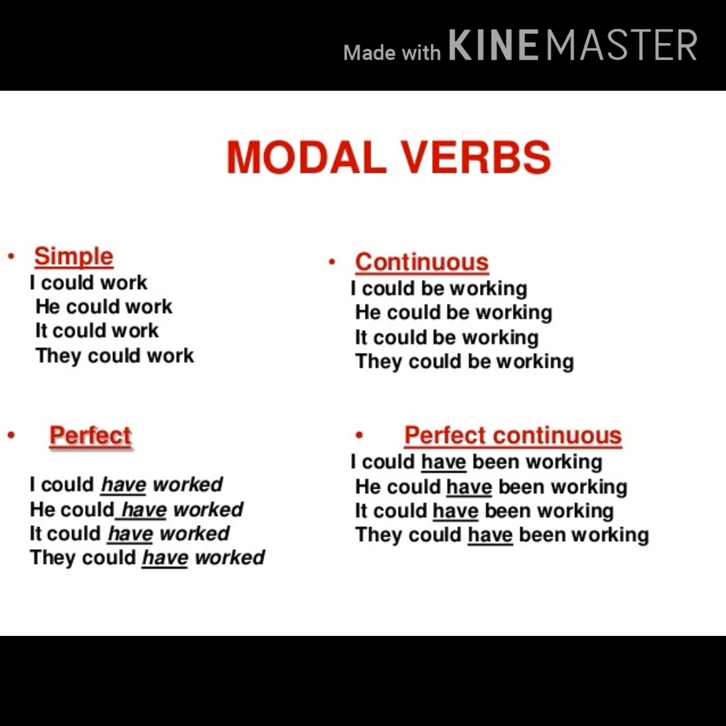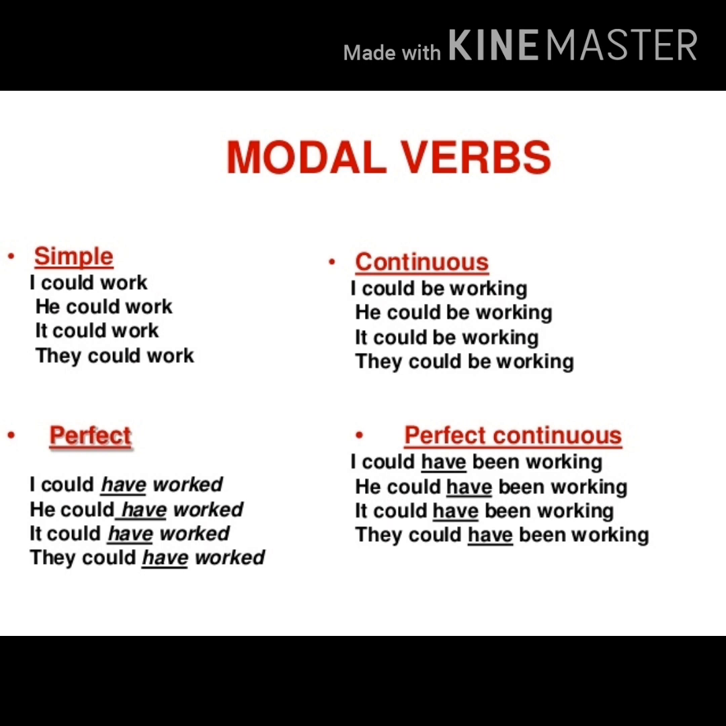Alright, here come a few more descriptions about modal verbs. When we are going to make sentences in simple form, continuous form, perfect form, or perfect continuous form, we need to follow some rules that are here on the screen. For example, I'll choose a sentence from simple form. I could work. He could work. If I'm going to convert this into continuous form, I'll do it like this: I could be working or he could be working.